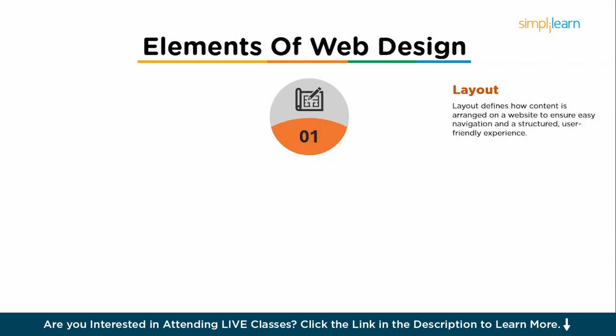The first one is F layout, a layout where the most important elements are placed in the top left to the bottom right direction. The second one is Z layout, a pattern where content is arranged in a Z shape, guiding the user's eyes across the page. And the third one is grid-based layout, a more structured layout using columns and rows to create a balanced design.